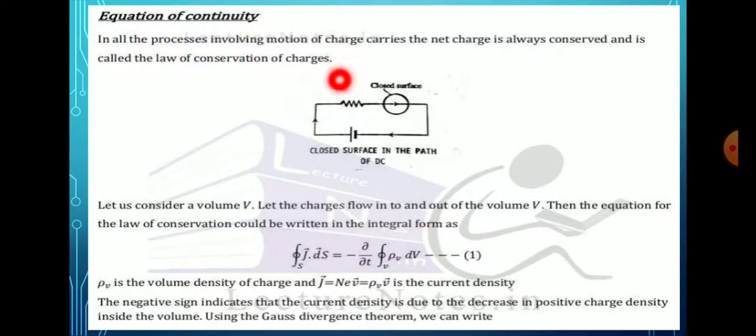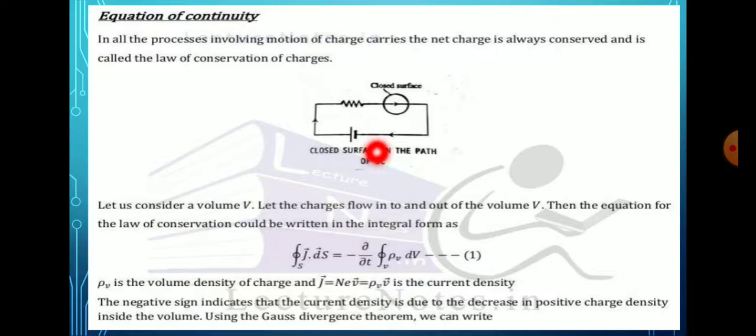The net charge being conserved is known as the law of conservation of charges. For direct current in a circuit such as shown in the figure, if we consider a closed surface at a part of it, then we see that the charge flowing into the surface is equal to the charge flowing out, which means there is no net charge, so here del dot j bar is equal to 0.